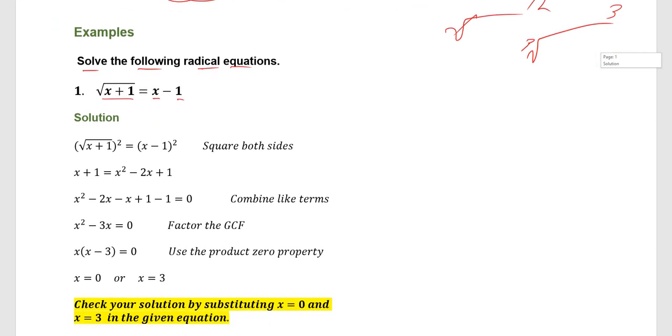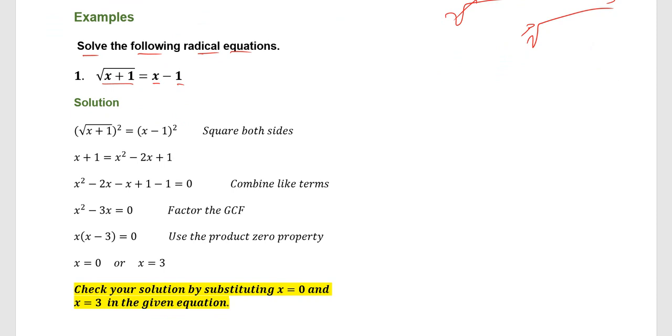Now, like we said, the first step is to raise both sides to a power that's the same as the index of the radical. So here it's a square root, we have to raise both sides to the power 2. Okay, square both sides. This gives us x plus 1 equals, on this side we get x minus 1 all squared, right? So we get rid of the square root here, so just x plus 1 like we said.